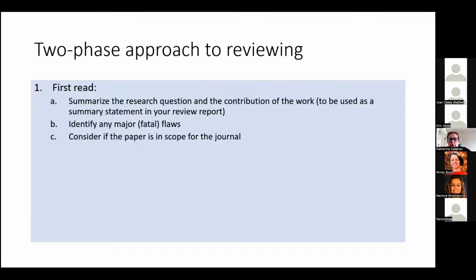So I recommend considering a two-phase approach to reviewing in order to increase your timeliness. The first read, you should summarize the research question and the contribution of your work. And this can be used as the summary statement in your review report. And then you should also identify any major or fatal flaws and consider if the paper is in scope for the journal.